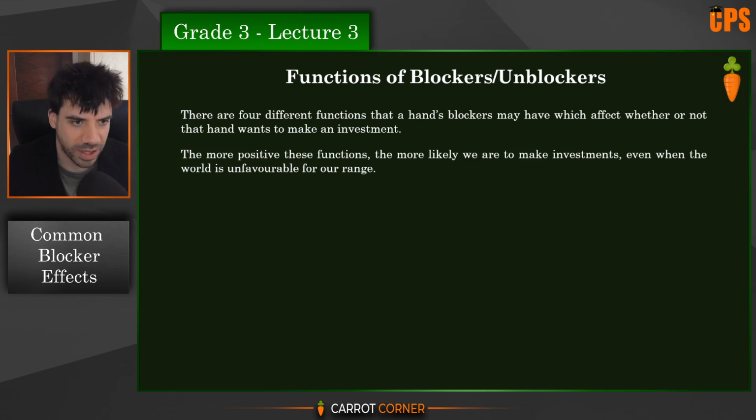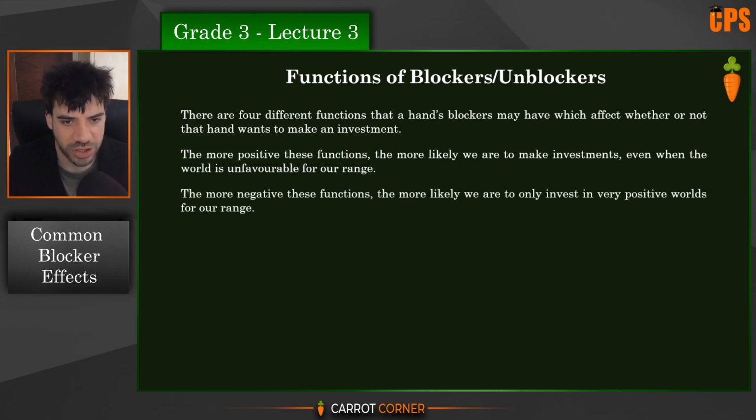Essentially, world favourability, a familiar concept by now, ties into blockers in a huge way. Where the world is more favourable for our range, we will not need to be as selective with our blocker functions being positive, but in worlds that are bad for us, we're going to have to care more about our blockers having positive functions. The more negative the functions of our blockers, the more likely we are to only invest in very positive worlds for our range.